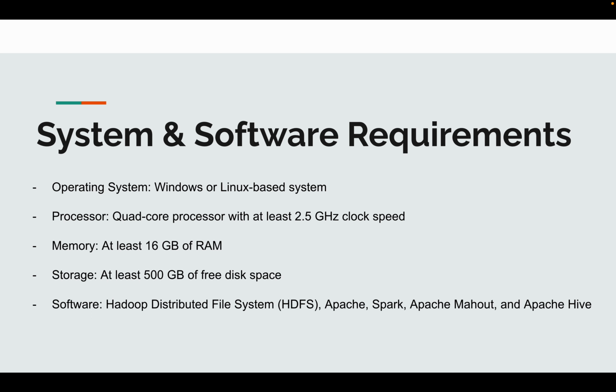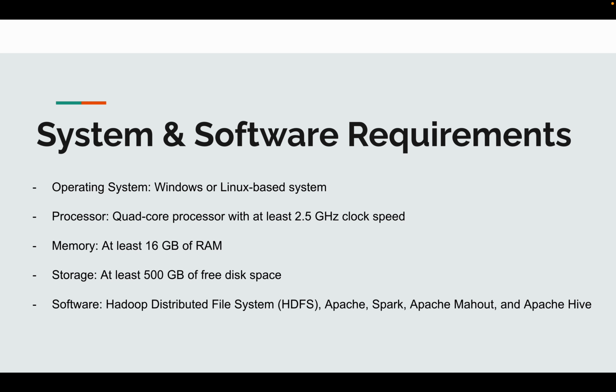To effectively classify a multi-class dataset using distributed parallel processing and MapReduce methodology, there are certain minimum system requirements that need to be met. These requirements ensure that the system has enough processing power, memory, storage, and software to handle the large amount of data and perform the necessary computation. First and foremost, the operating system of the machine must either be Windows or Linux based. This is because the software required for distributed parallel processing is designed to work on these two operating systems.